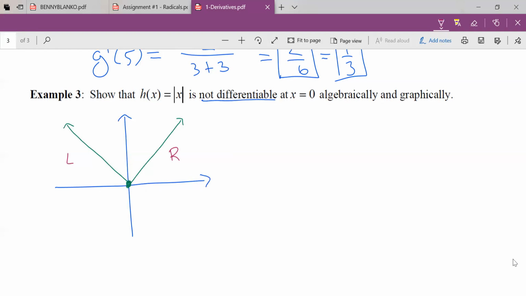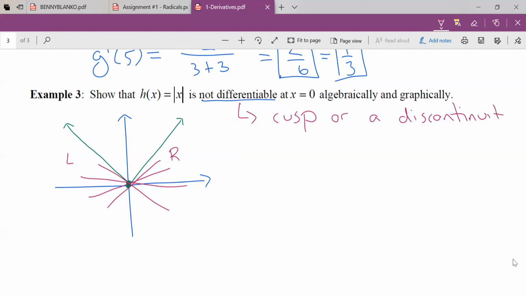But here's the other thing. Look at 0. How many different tangent lines could I actually draw? I could draw an infinite amount. So the derivative does not exist at this sharp cusp, or if I had a hole in my graph, any discontinuity. So the derivative does not exist as soon as graphically, if I have a cusp or a discontinuity. Okay, that's how we can see it visually. So if I had a point of discontinuity or something, it's not differentiable.